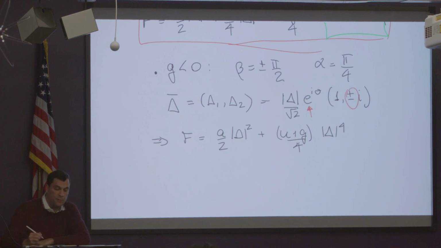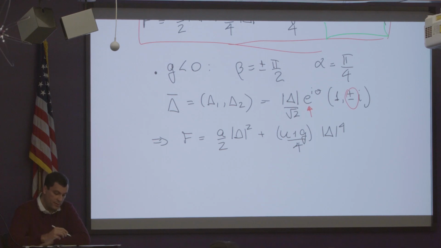But what about this plus or minus i? Besides the phase that I have to fix, I need to choose this relative phase between the two gaps to be plus or minus pi over 2. Okay? There's an additional symmetry here being broken. What is this symmetry?